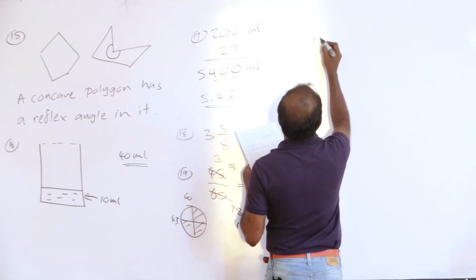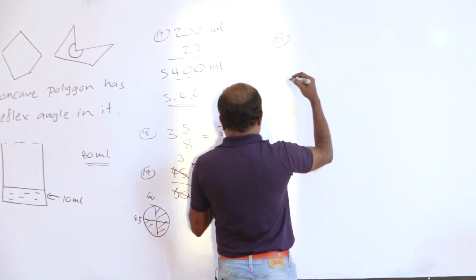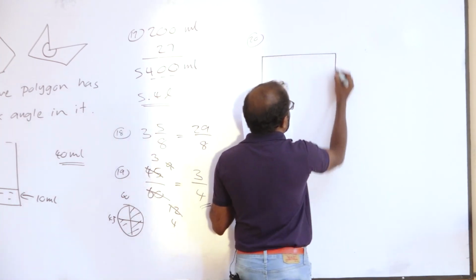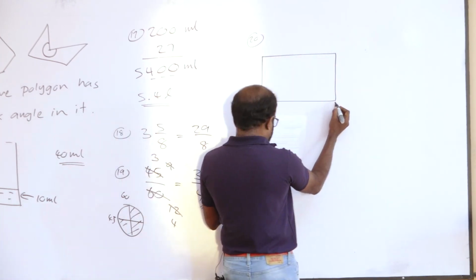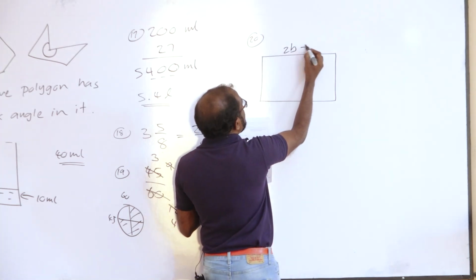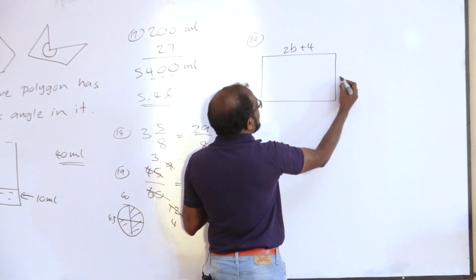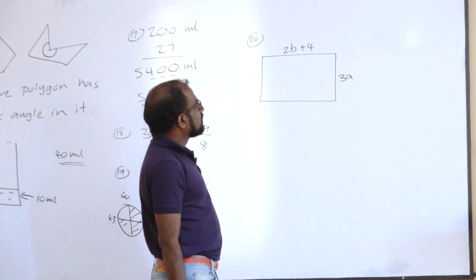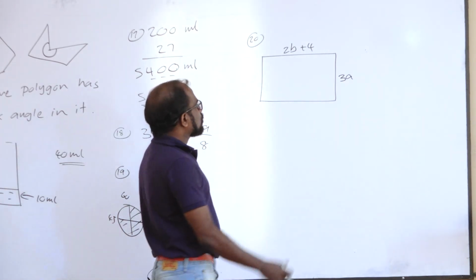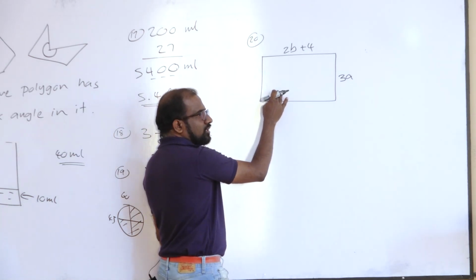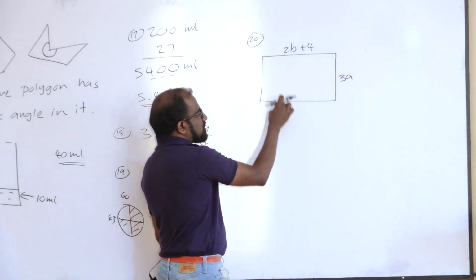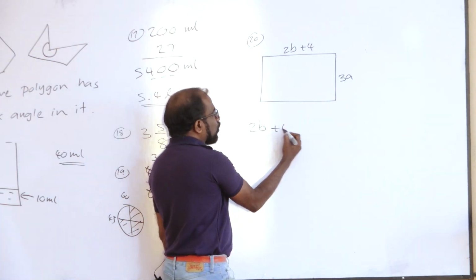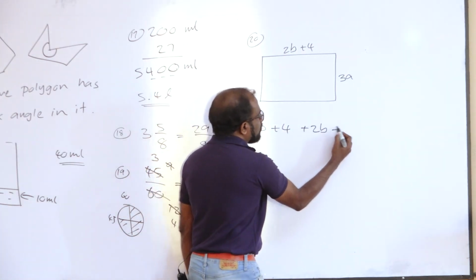The last question of the first paper. You are asked to write an algebraic expression for the perimeter of this rectangle. 2b plus 4, then this side is 3a. An expression for the perimeter, right? So, how can you calculate the perimeter of a rectangle? 2 times length, 2 times breadth. Alright? 2b plus 4, another 2b plus 4 should come.